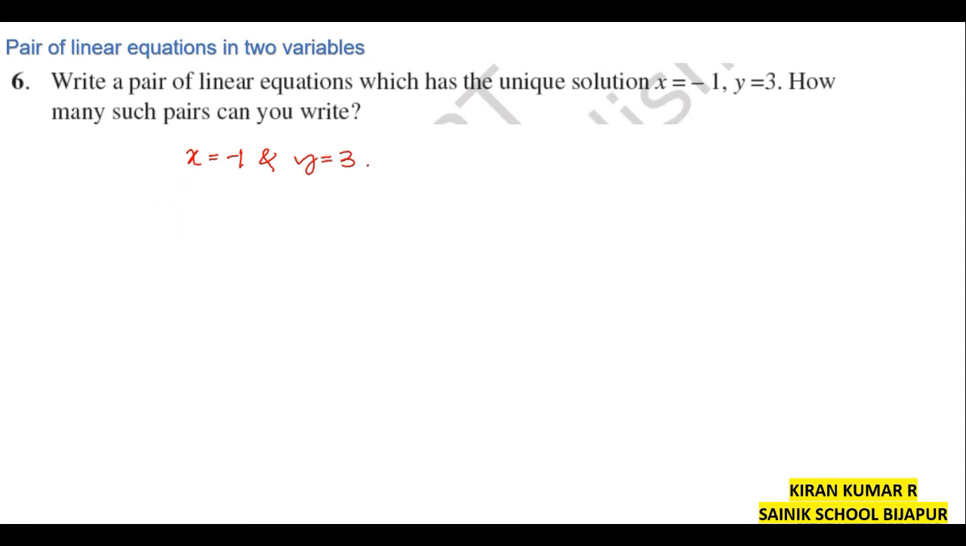I can frame the equations by taking these values of x and y. Suppose I add them, I'll be getting x plus y equal to, what is 3 added to minus 1? It is positive 2. So this could be one of the equations. I can add the value of x to twice the value of y. So it means minus 1 is added to 6. It becomes 5.